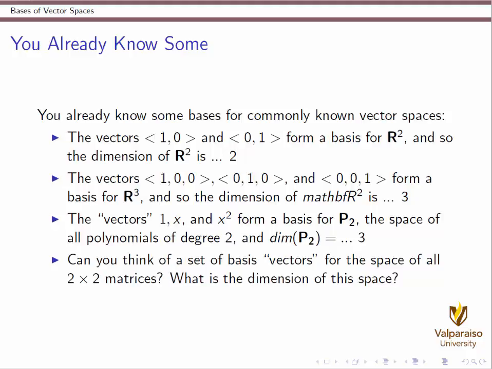Could you design a basis set for the space of all 2 by 2 matrices? And if you can, what would be the dimension of that space? I'll let you think about that. We'll get an answer somewhere down the line.